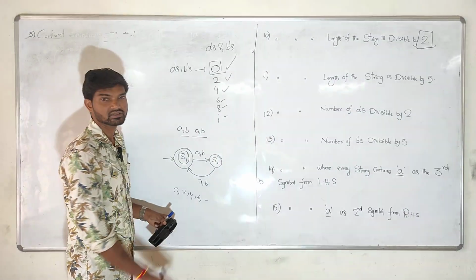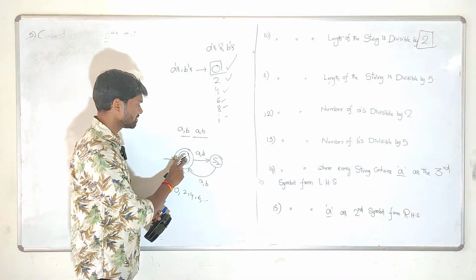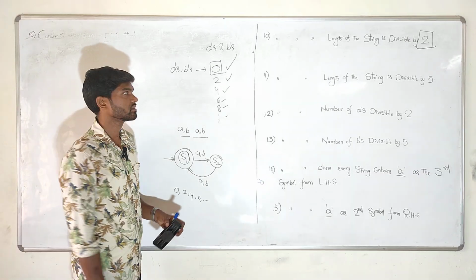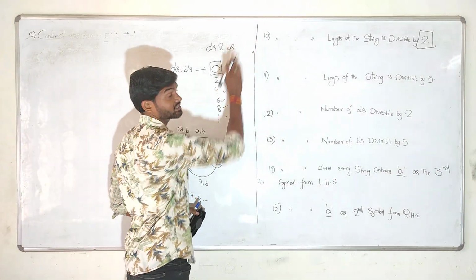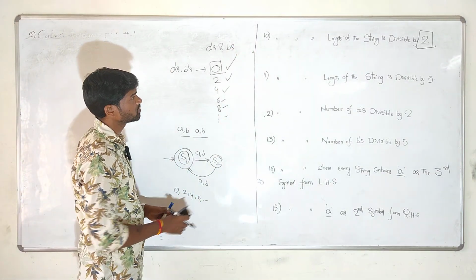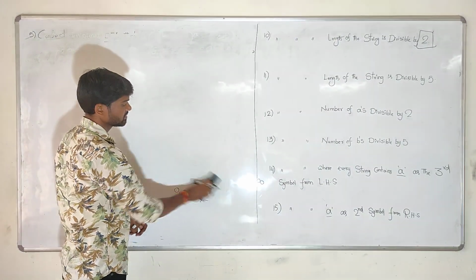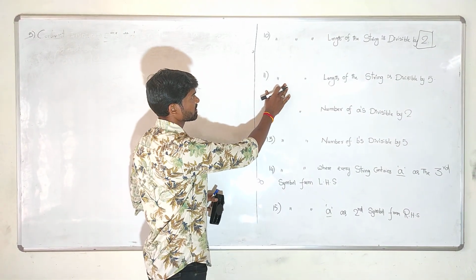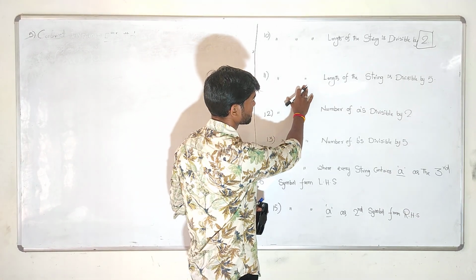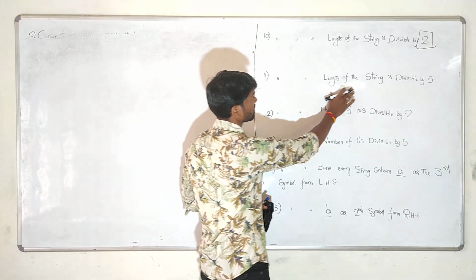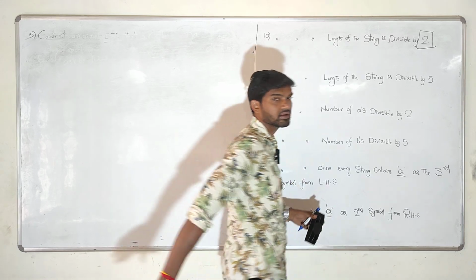Like this, how many states will you get? You will always get only 2 states. This is the answer for the 10th question. Now coming to the 11th question, it is also similar. What he gave is: construct a minimal DFA that accepts all the strings of A's and B's where the length of the string is divisible by 5.